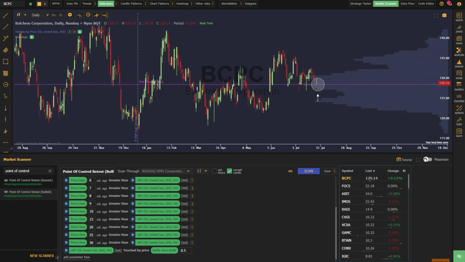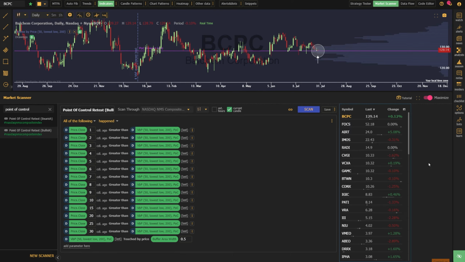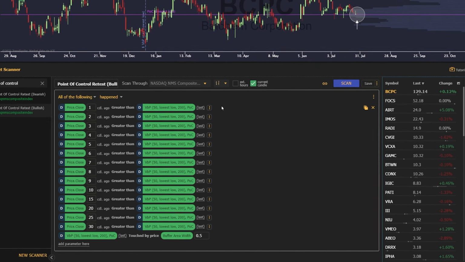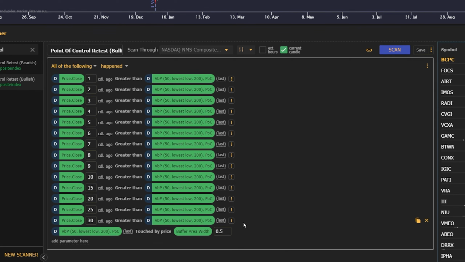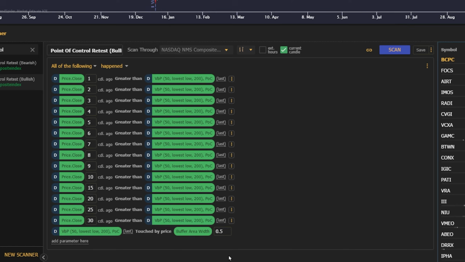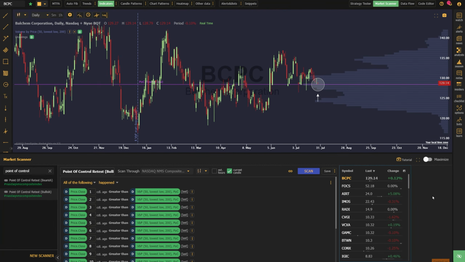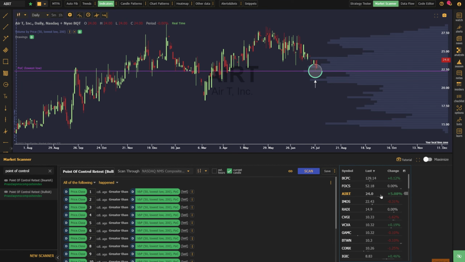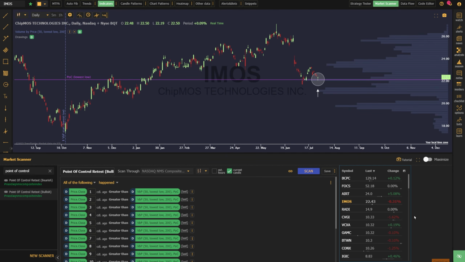If you're on the hunt for actionable trades right now, the volume by price indicator can be used within the market scanner to find many different types of point of control setups. In this example, I'm looking for any instances in which the price has been trading above a long-term point of control for some time and has just now returned back to test it. I've used a 200 candle window and I'm anchoring from the lowest low within that window. Essentially, this is a retest of a long-term point of control, with the idea being a low-risk, long-bias trade that uses the point of control as the risk-off level.